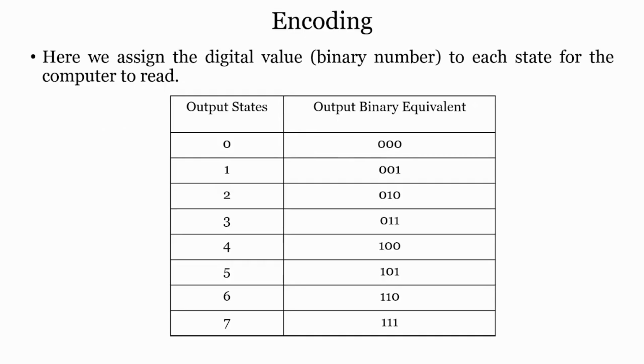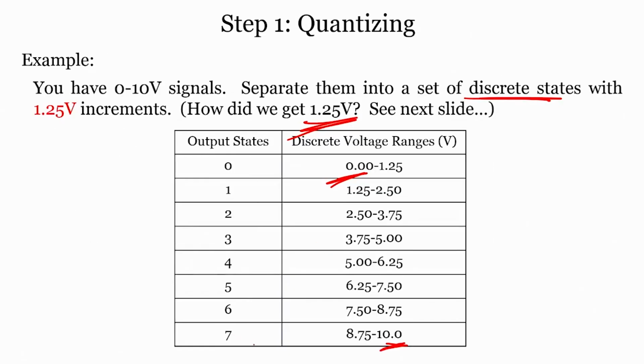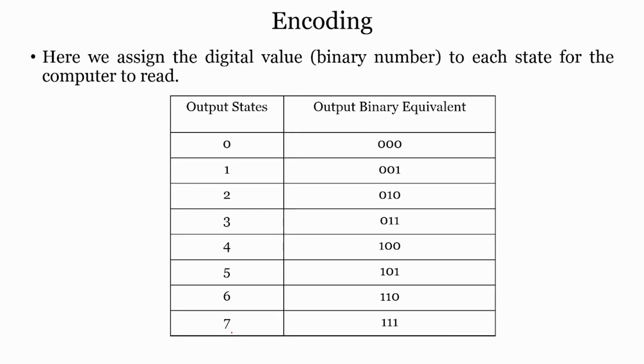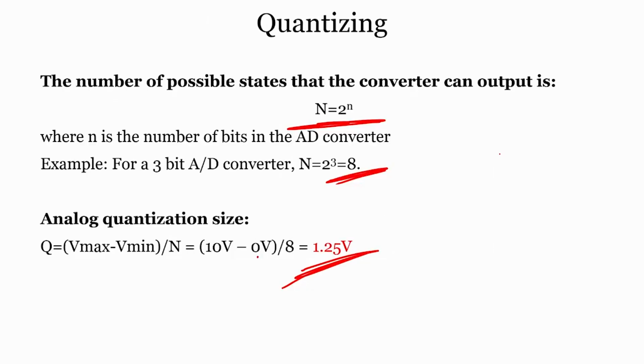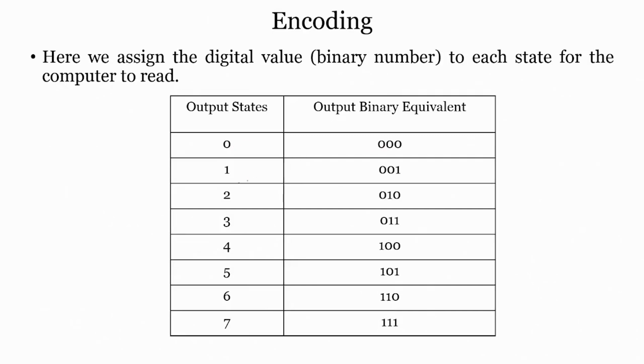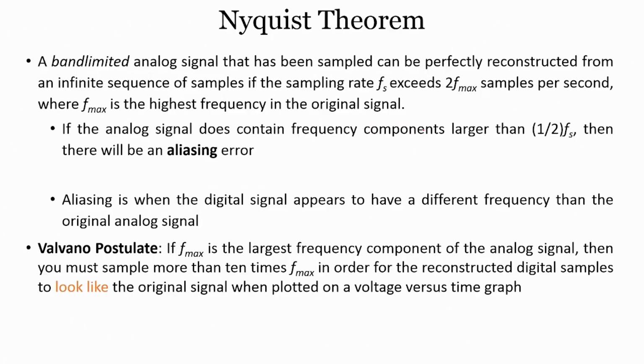Now, if you talk about encoding, here we assign a digital value to each state for the computer to read. So, you have 0 to 7, because within 0 to 7 you can put your analog signal at an increment of 1.25. If you want to put 0 to 7 in binary, you can easily do it, right, because we are using a 3 digit A to D. So, we have 0 is 000, 1 is 001 and so on. You have 7 equals 111. You guys know how to do it, right. So, 2 raised to 0, 2 raised to 1, 2 raised to 2, and for 8 bit, 2 raised to 8 is 256.